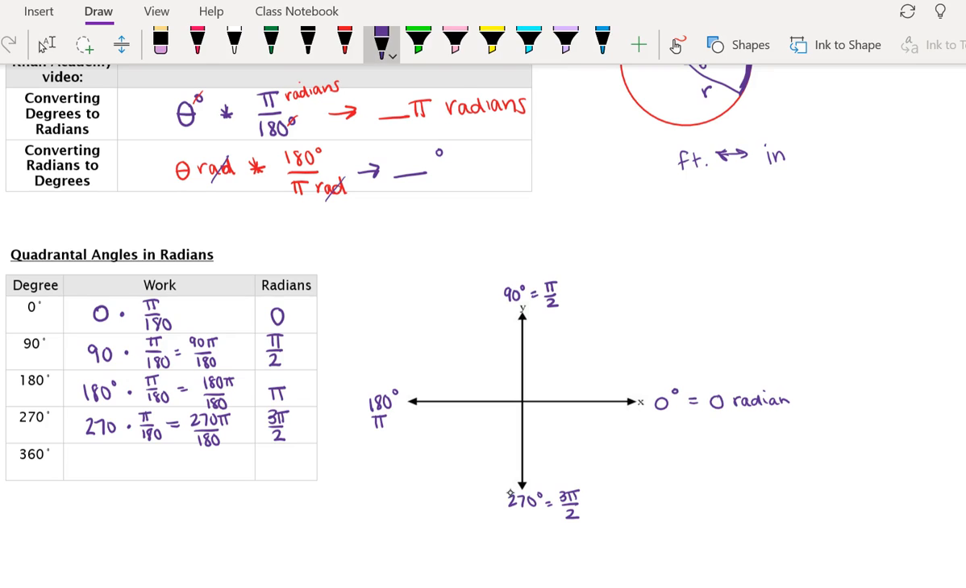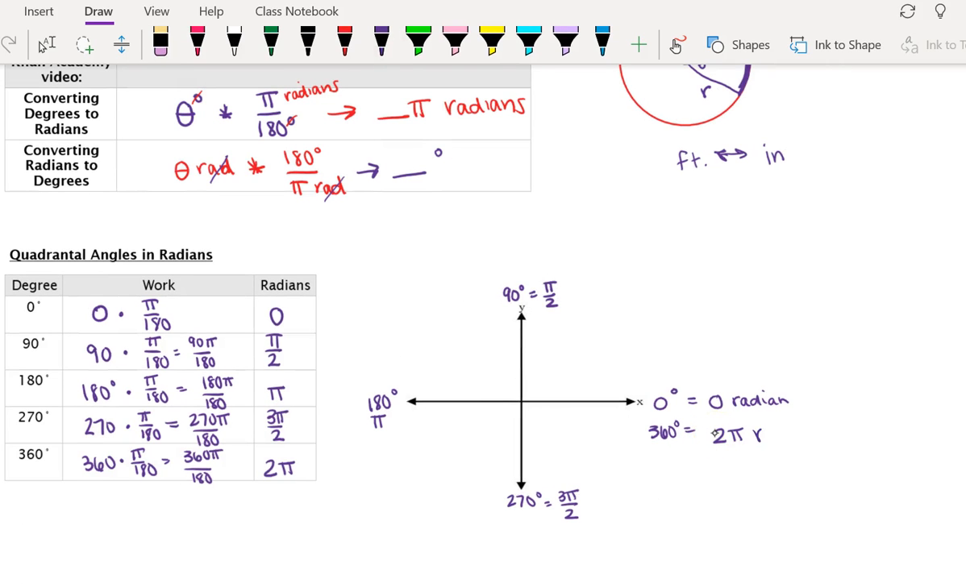And so if I look at 360 degrees, a full circle, times pi over 180, we get 360 pi over 180. 360 divided by 180 is just 2 pi. So then when I come back here, 360 degrees is equal to 2 pi radians. Now, we just did a full circle.